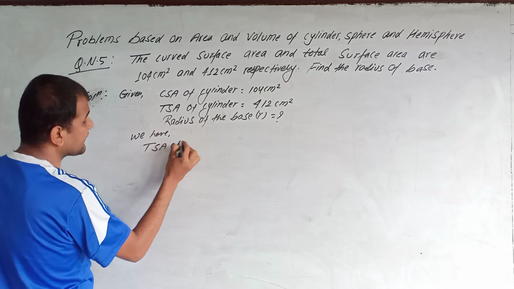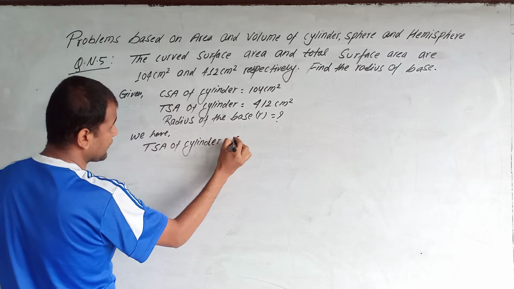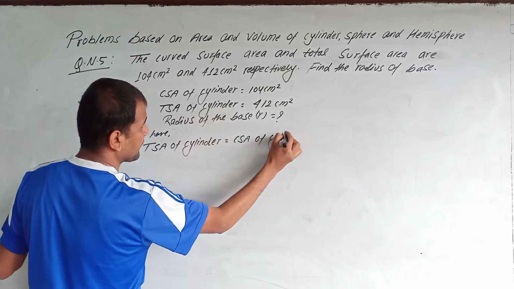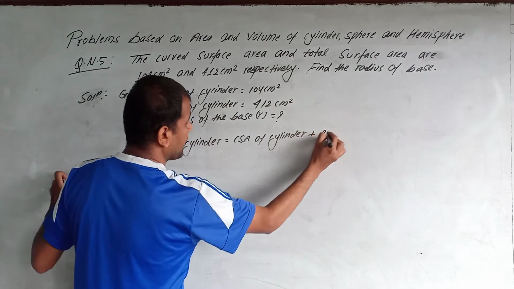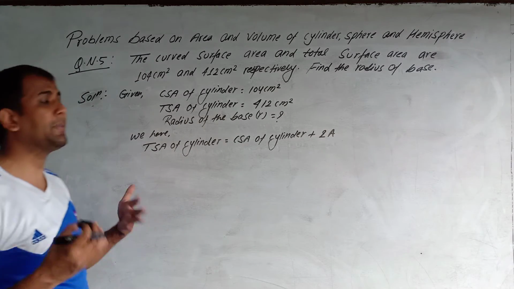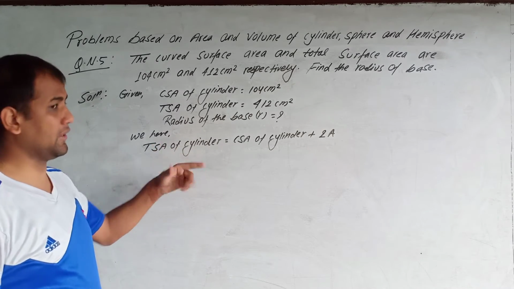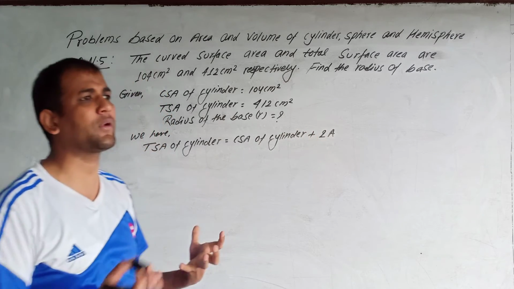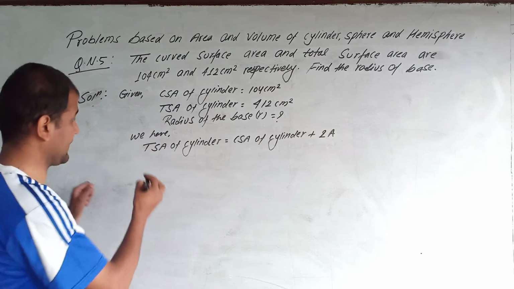TSA of cylinder is equal to CSA of cylinder plus 2 times the base area. We know that a cylinder is a kind of prism. In a prism, total surface area is equal to curved surface area plus 2 times the base area. There are 2 equal and congruent bases, so we write here plus 2 times the base area.